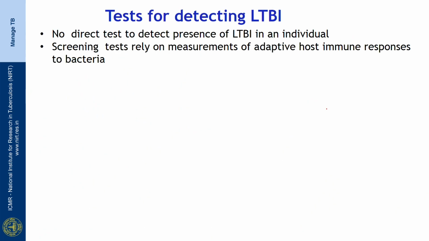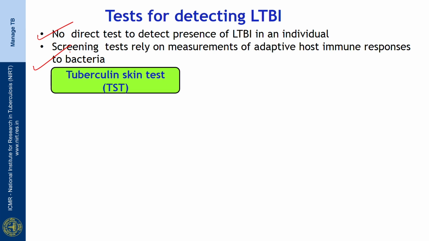So, what are the tests for detecting latent TB infection? There is no direct test to detect presence of LTBI in an individual. The screening tests rely basically on measurements of adaptive and host immune responses to bacteria. So, what tests do we have?